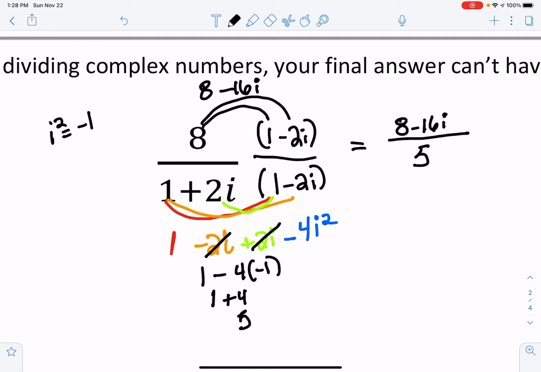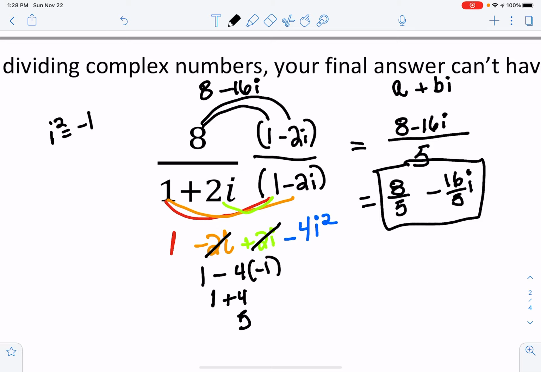This would be right. But this is not yet written as a complex number in standard form. Remember, that is a real part, plus bi, the complex part. So what we're going to do is distribute the 5 from the denominator to each of these terms separately. So you'll see it's 8 over 5 minus 16 over 5 times i. And so that is the rightest of the answers, and we're going to do it that way.